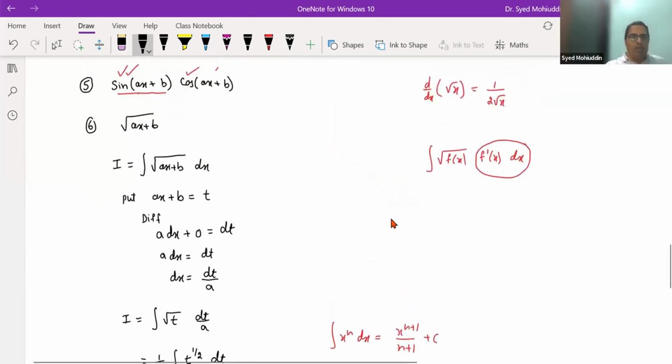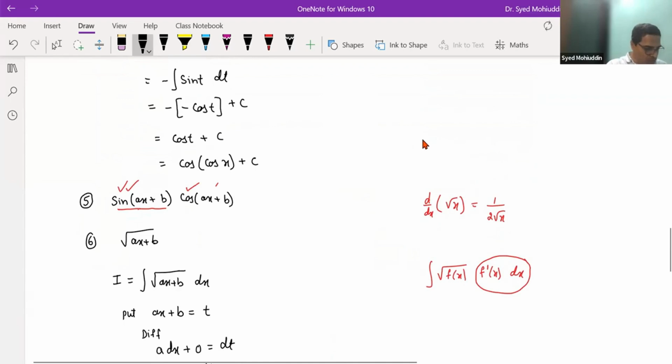So now you can go back and complete this problem along with, I think, 7 and 8. These two problems are also the same.